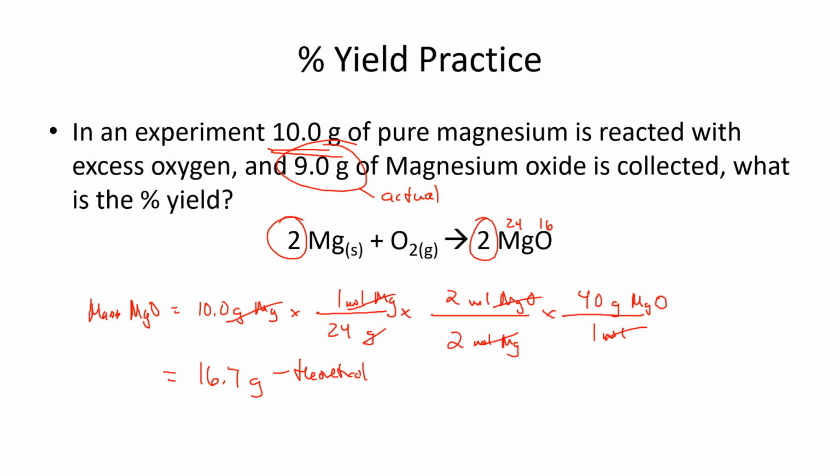So to get the percentage yield here, we take our 9 grams of actual divided by the 16.7 grams of theoretical times 100. And our percentage will be 9 divided by 16.7 equals, I've got 54%. Yay.